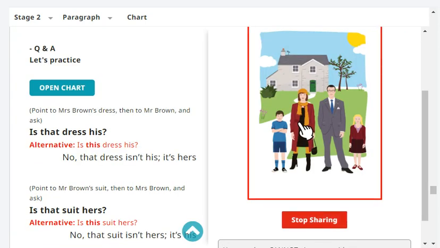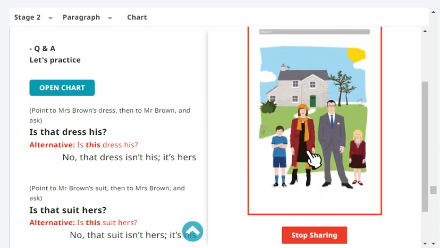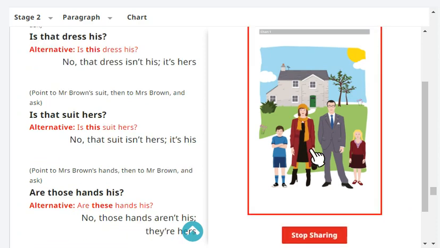Is that dress his? No, that dress isn't his. It's hers. Very good. Is that suit hers? No, that suit isn't hers. It's his.